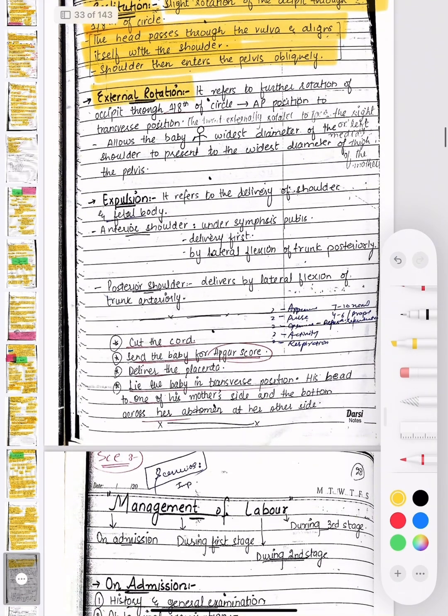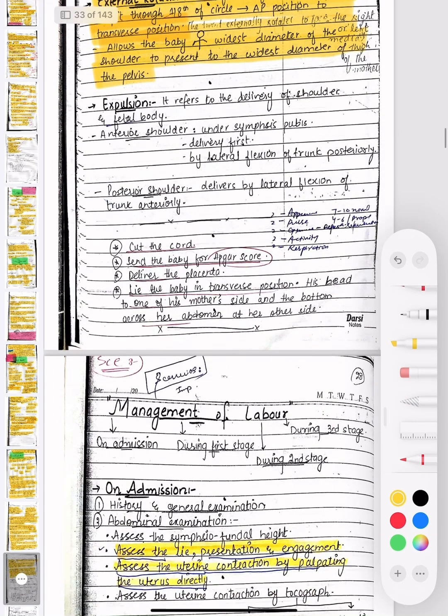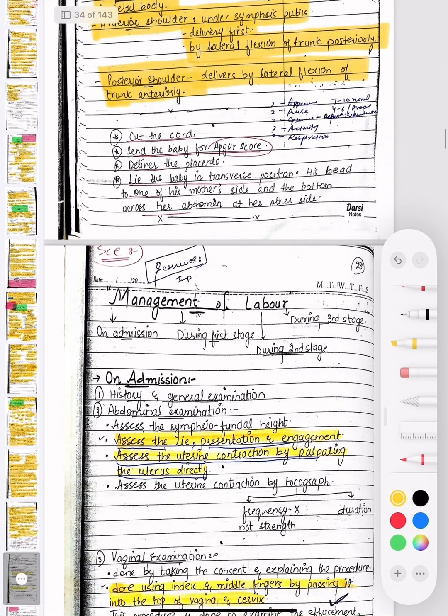Then external rotation occurs. It refers to the further rotation of the occiput through 1/8 of the circle from the anterior posterior position to the transverse position. It allows the widest diameter of the baby's shoulder to present to the widest diameter of the pelvis. Then expulsion occurs. It refers to the delivery of the shoulder and fetal body: the anterior shoulder under the symphysis pubis is delivered first, with lateral flexion of the trunk posteriorly, and then the posterior shoulder is delivered, with lateral flexion of the trunk anteriorly.